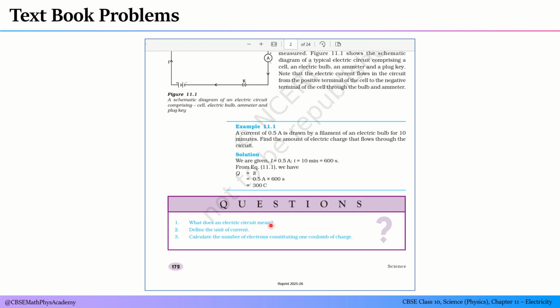For example, what does an electric circuit mean? What is the definition of current? The unit of current is amperes. So I don't want to repeat all that. Something which is a little tricky or which involves a calculation, I want to take you through that.